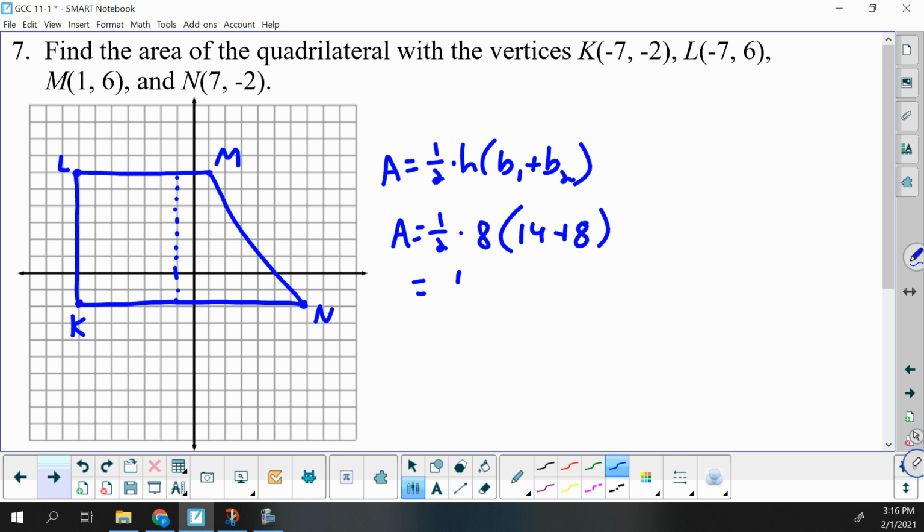So 1/2 times 8 is 4. Adding those together gives us 22. And 4 times 22 is just 88 units squared.